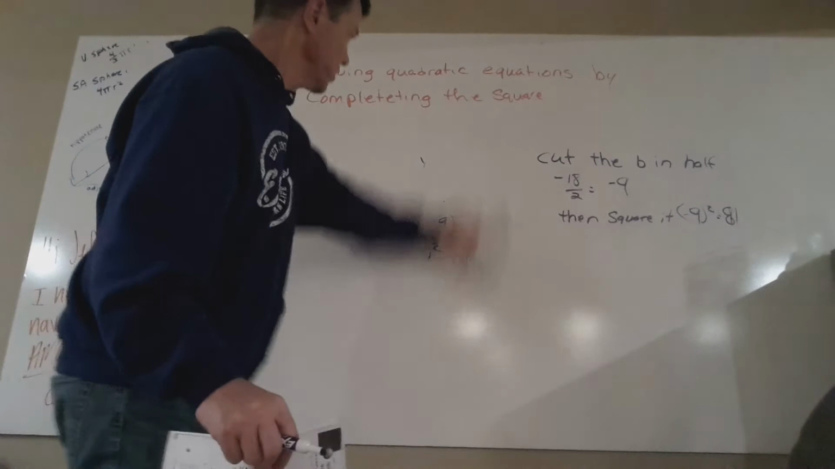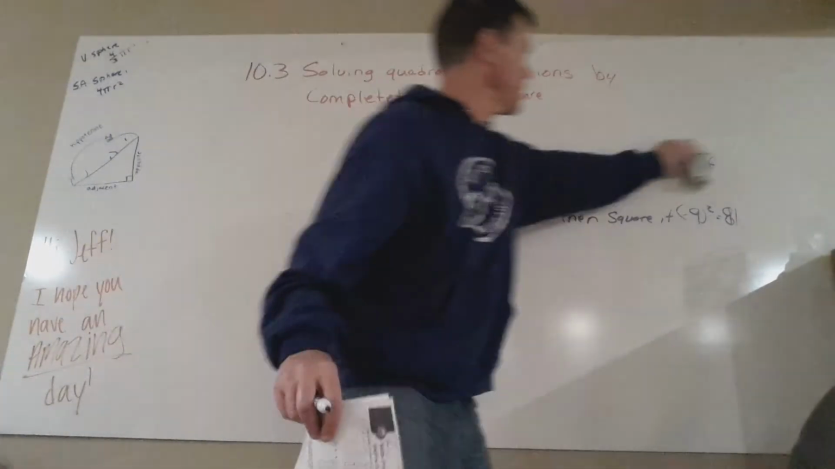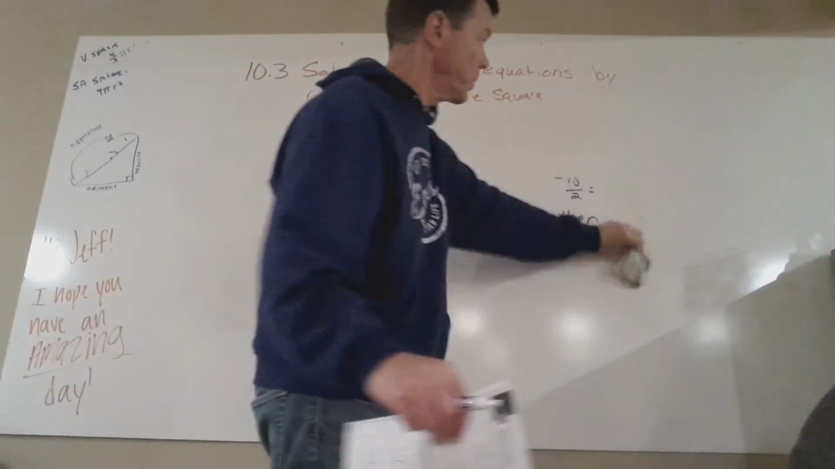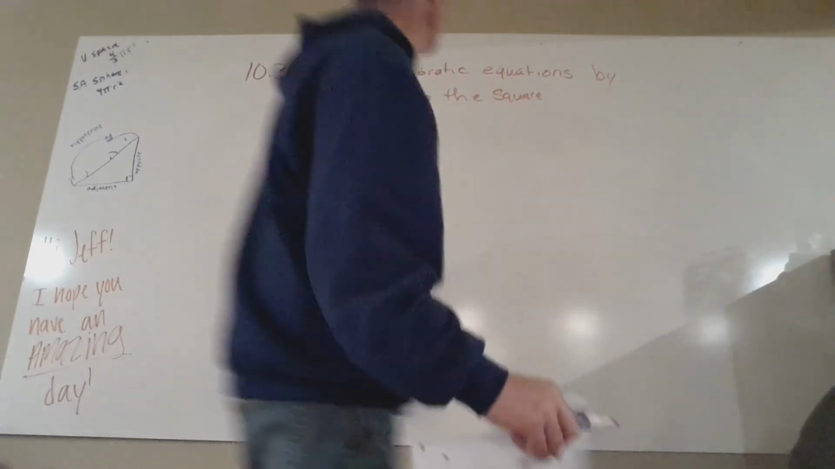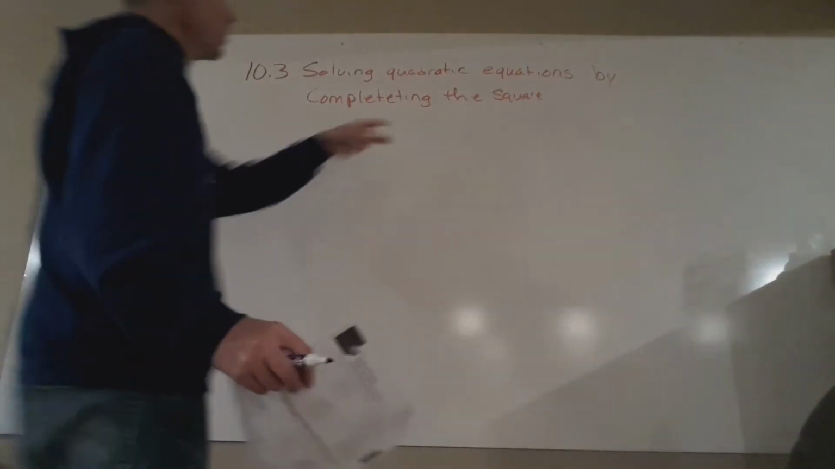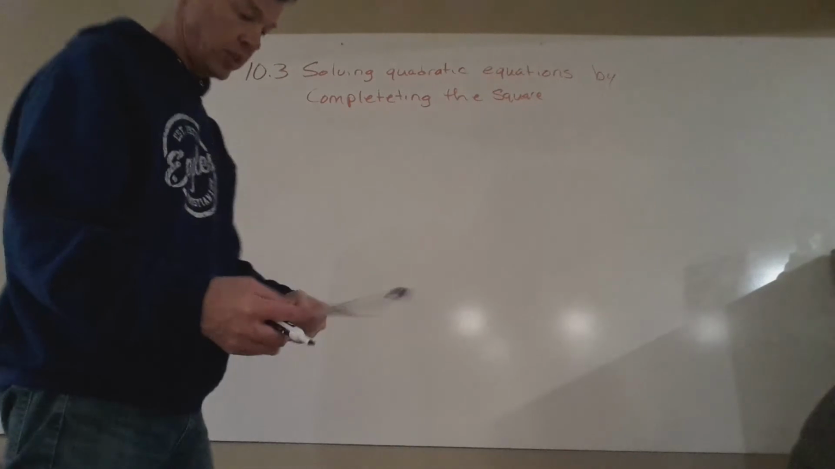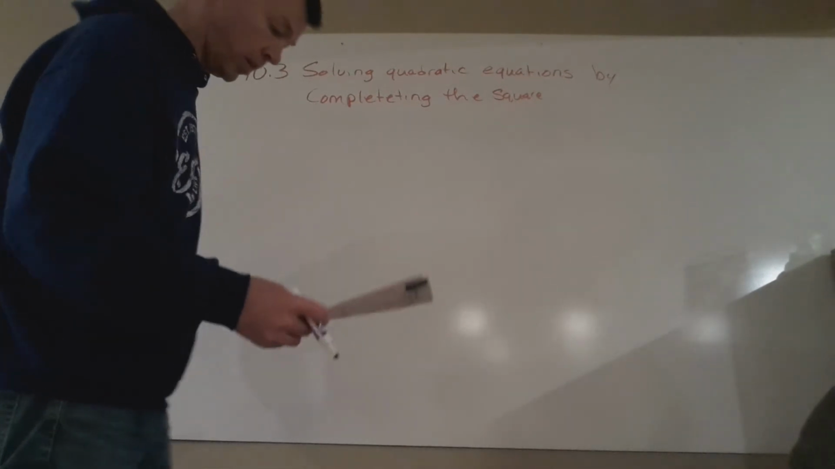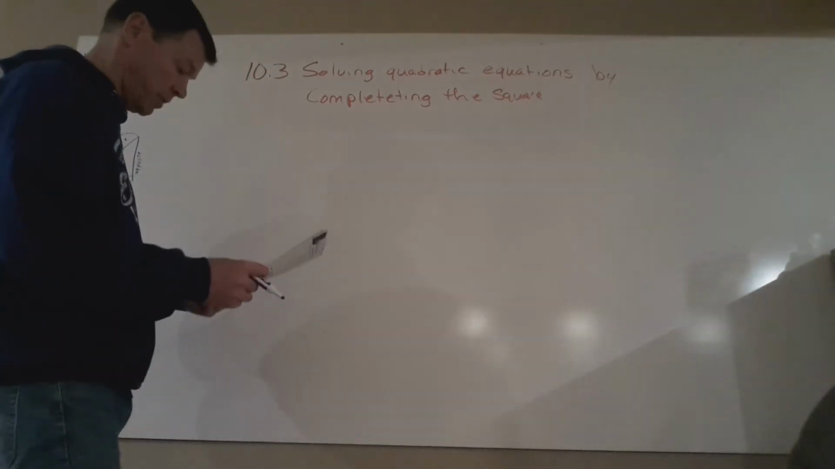Now we are going to do some equations where we have to make them perfect square trinomials, and that's what is meant by completing the square. That's the term for this, completing the square. I will do one of the problems from our homework assignments.